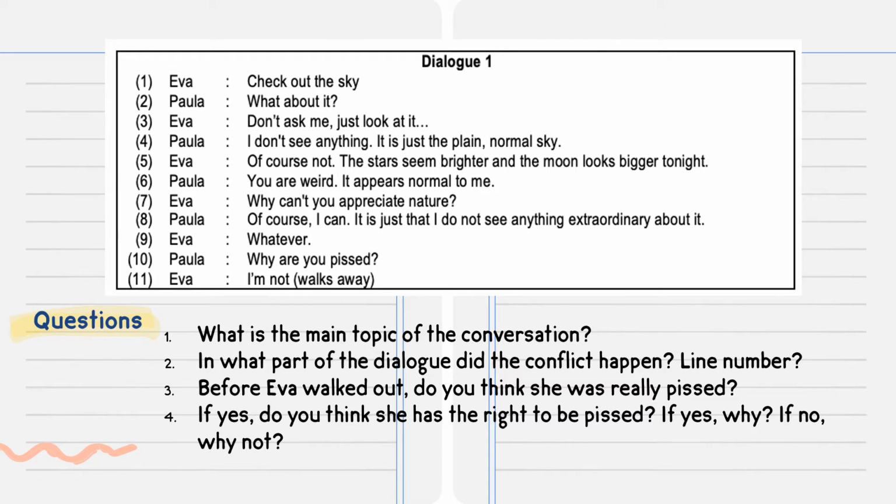You may now go to dialogues 2 and 3, which can also be found on the Brain Starter worksheet, and then answer the remaining questions. You may skip this dialogue and discussion questions. You may proceed answering dialogue 2 and 3.